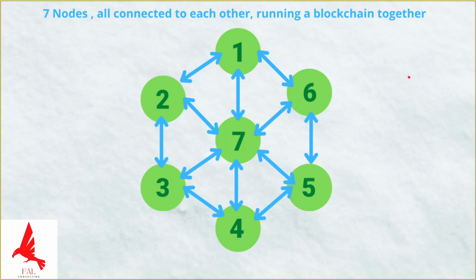Here's just another example of different nodes. Here we see 7 nodes all connected to each other running a blockchain together and just sending information back and forth between one another.